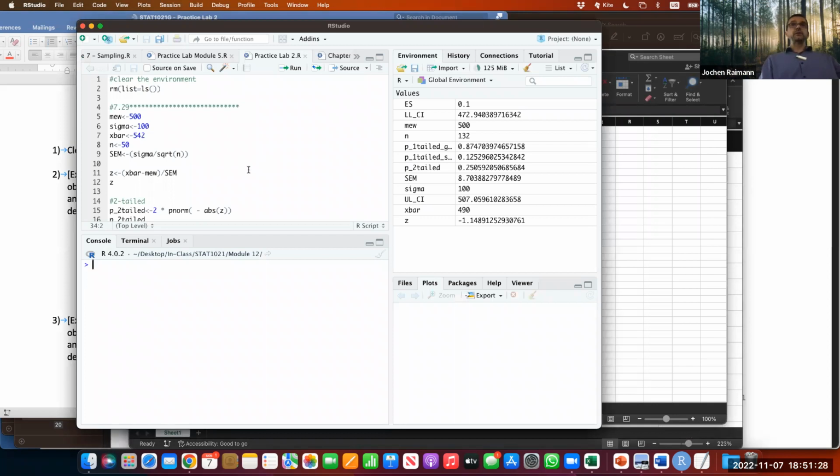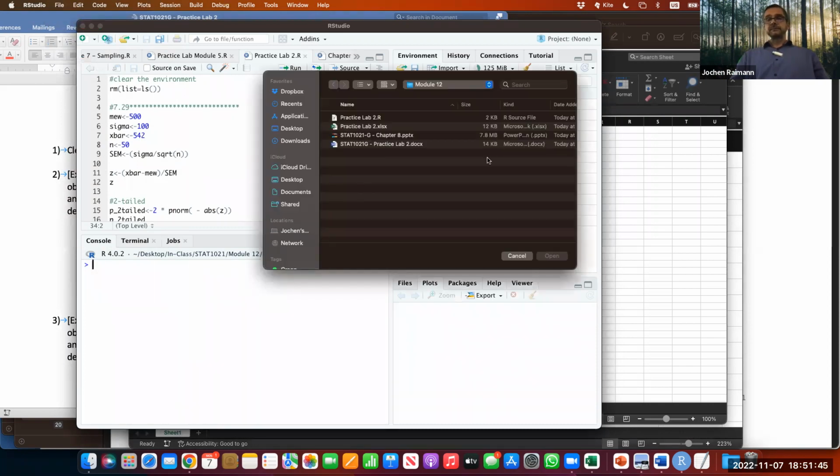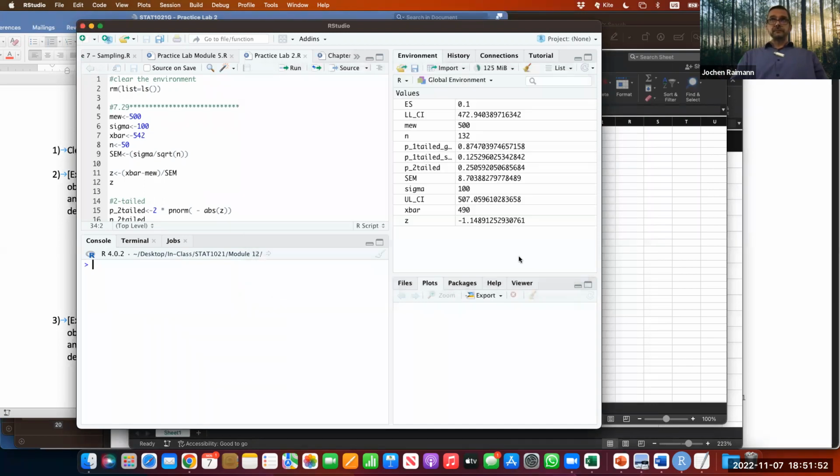You need to download it and open it in R Studio. So you open R Studio first, and then go to File and Open, and there you can select the file that you have downloaded. You first download the file and open it in R Studio. Module 9, you said? This was module 12.